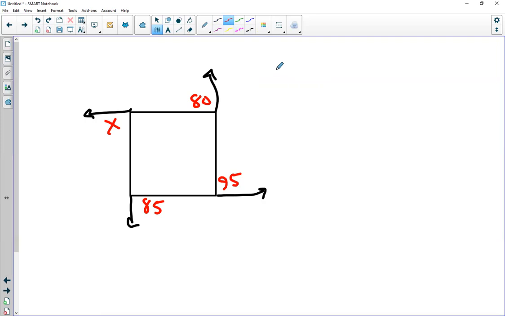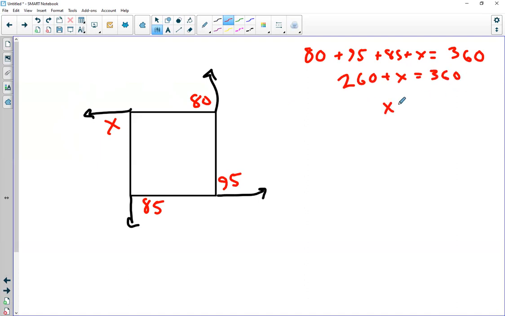All right, for this one, the exterior angles always equal 360, no matter if it's four-sided or a billion-sided. It is going to equal 360. So 80 plus 95 plus 85 plus X equals 360. Always, when you do the outside angles, it adds up to 360. Let's add what we have. 260 plus X equals 360. Subtract both sides, X equals 100. So again, if you have the outside, you add them all up, and it always adds up to 360.